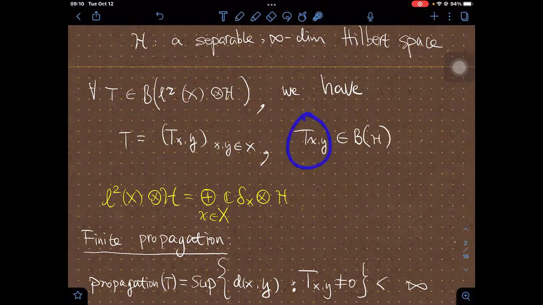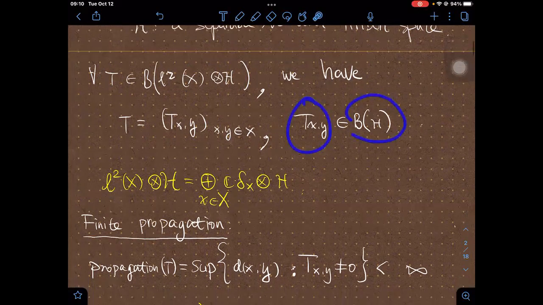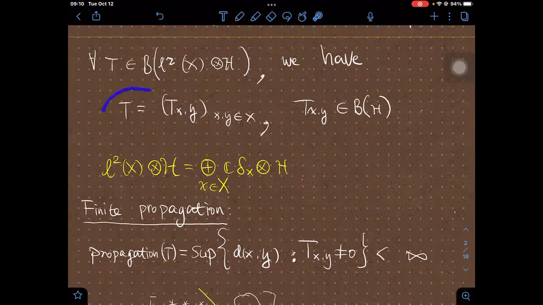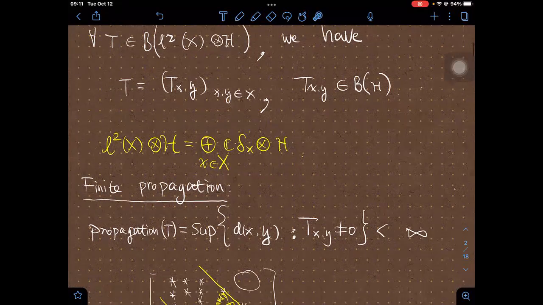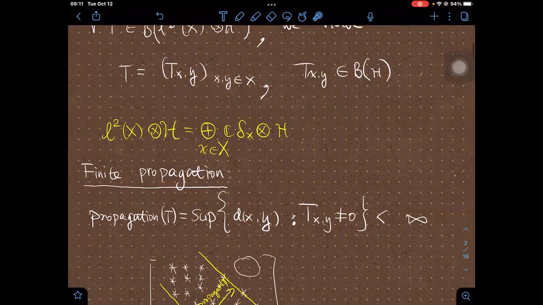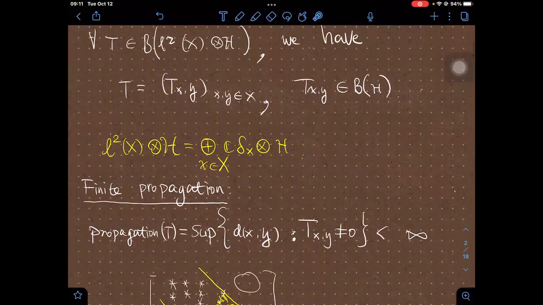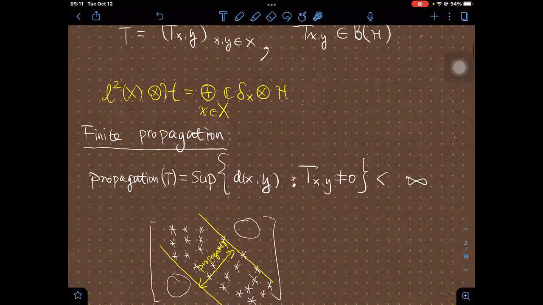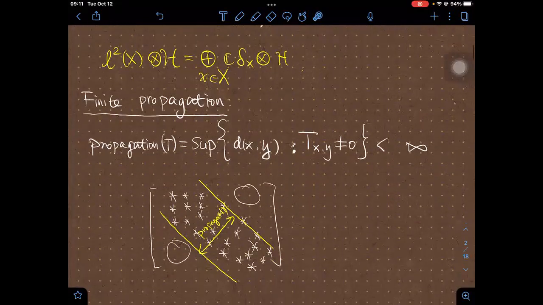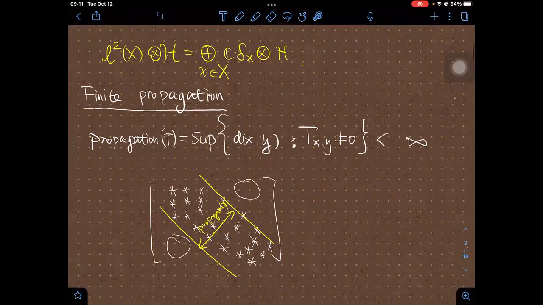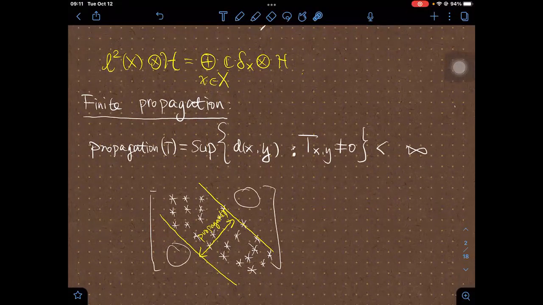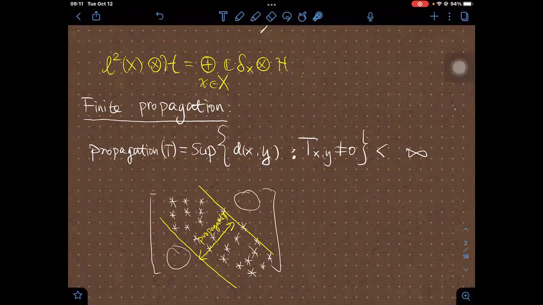So each entry is actually a bounded operator on Hilbert space. Why can you do this? Because this tensor product can be expressed as a direct sum of those Hilbert spaces. So once you have the bounded operator T, you can define T_xy for each x, y. The advantage of expressing every bounded operator as a matrix is that you can easily understand the connection with the global geometry of the metric space.